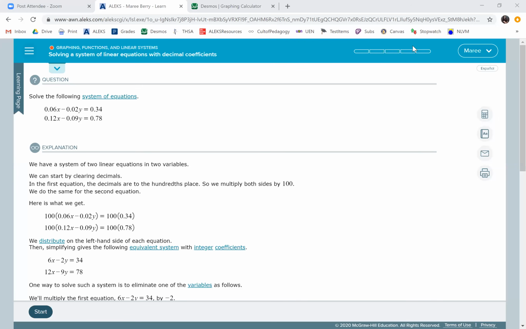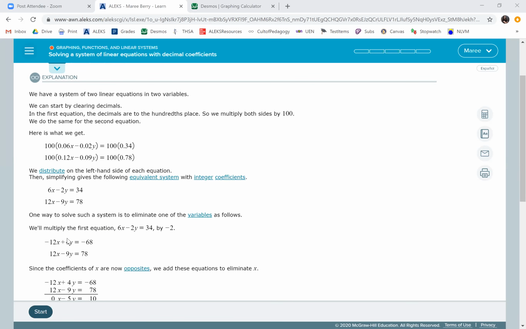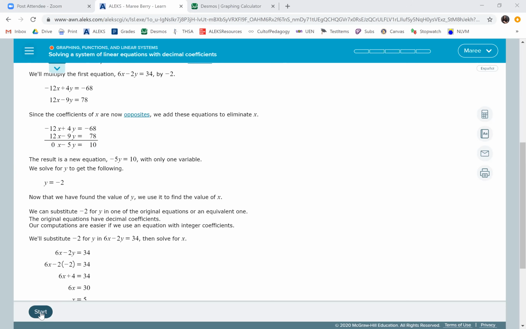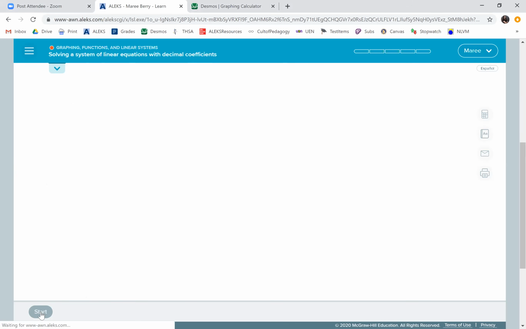So in this one, first of all, I get rid of all the decimals. So I would just multiply everything by 100, move the decimals over twice on everything, which is exactly what they did. And then you can try to do elimination. So I would just multiply the first equation by -2 so that the x's would cancel, solve for my y, plug back in to get my x. And that would be probably the best way to do it.